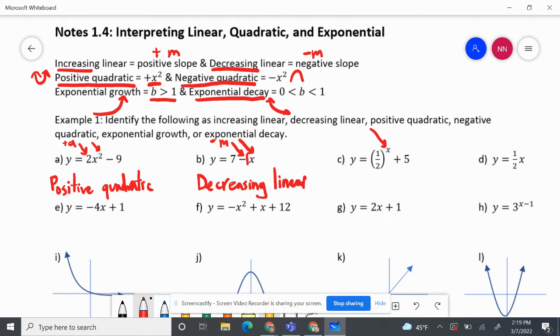When we're looking at our next equation, we see the x right there. So that tells us it's exponential. Our b value is in between 0 and 1. So that would be exponential decay. Then for letter b, once again, no exponent. Since there's no exponent, we know that it's linear. Our slope is positive, so that would be increasing linear.